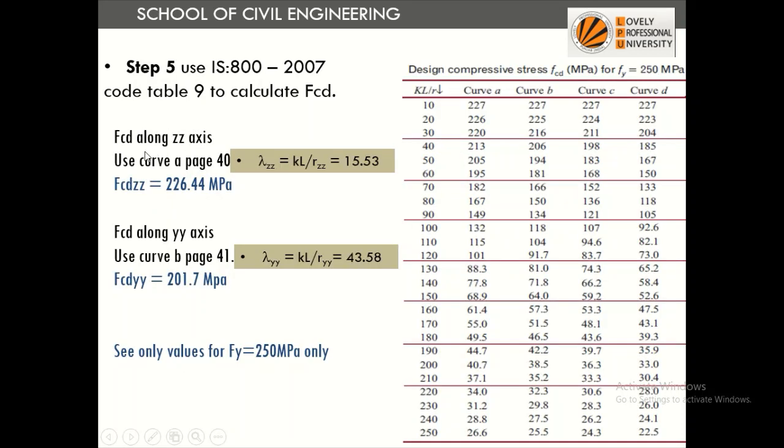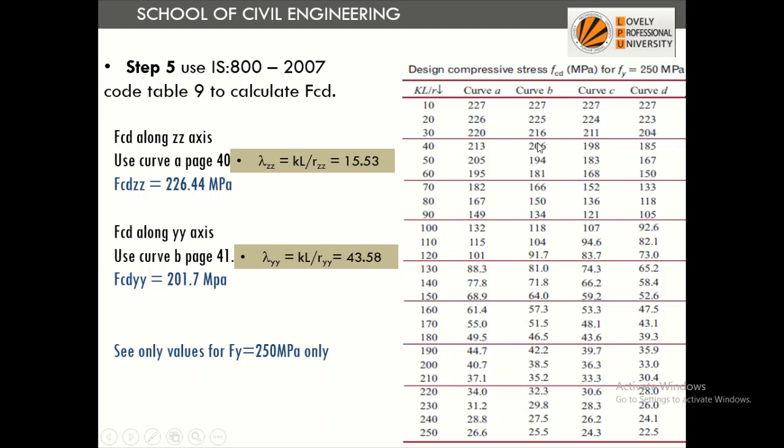We'll put this FCD, and to calculate FCD along the zz axis we'll use lambda zz. What is the value of lambda zz? We have already calculated it. It is 15.53, and the curve we have to use for z is a. So in curve a, 15.66 will be somewhere between 226 and 227. It will be here. And for FCD along the y axis, it will be lambda yy, KL upon ryy. It is equal to 43. For the y axis, we should use curve b. It is given on page 41, curve b, and 43 is somewhere here.